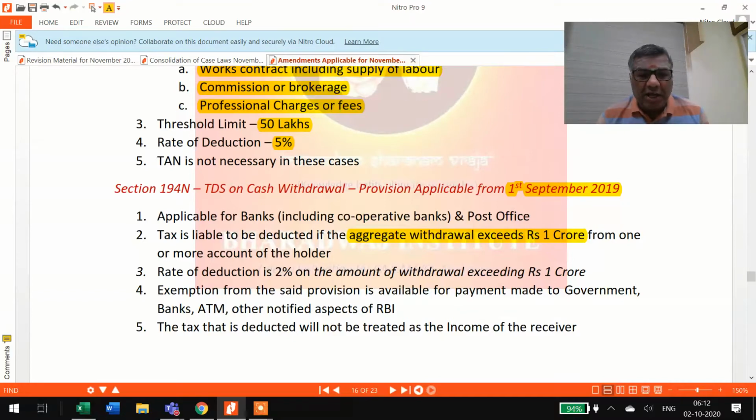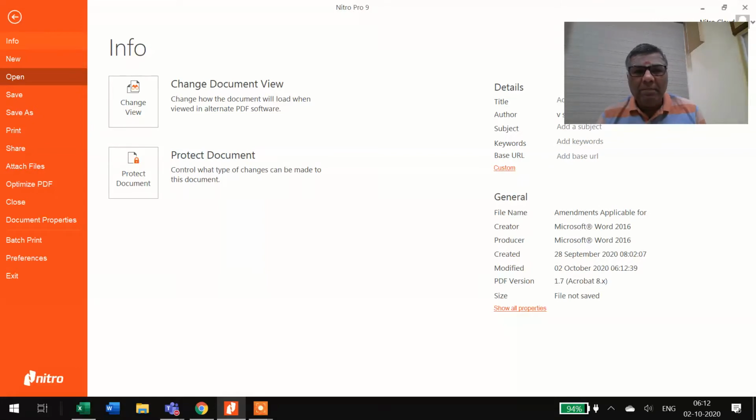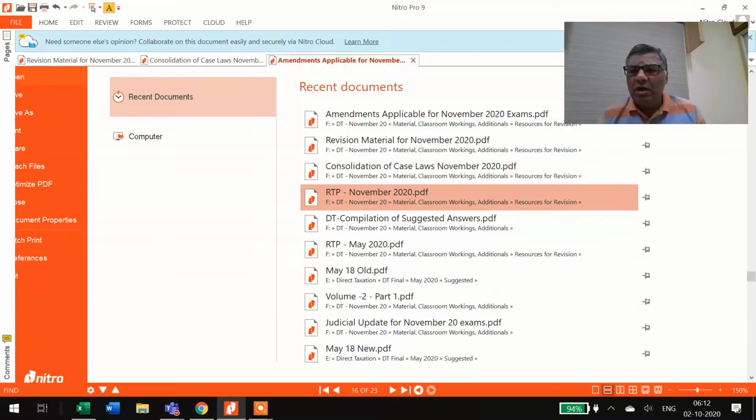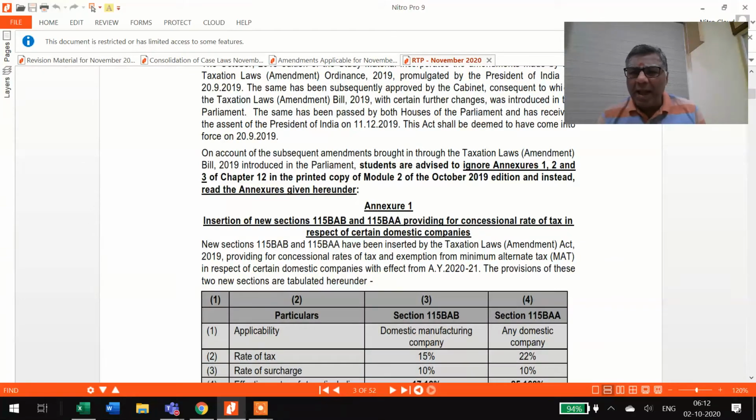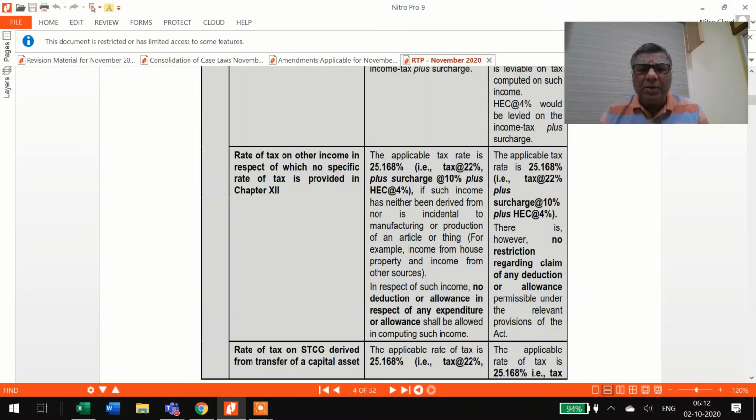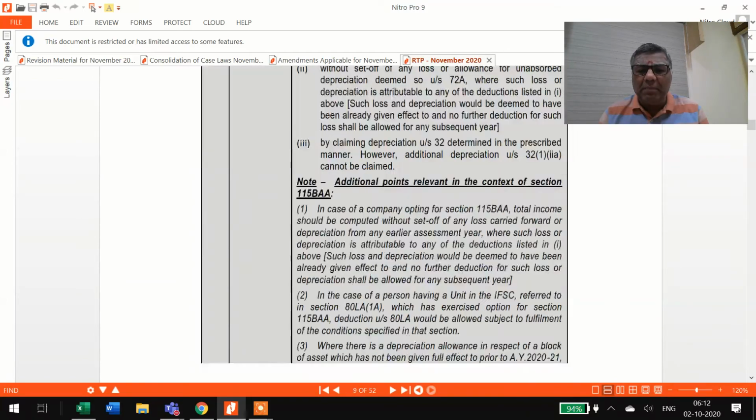Rate of deduction is 2% on the amount exceeding 1 crore. 2% flat on the amount exceeding 1 crore. If I withdraw 1 crore 10 lakhs, 10 lakhs into 2% is the deduction. Exemption from the said provision is available for payments made to government, banks, ATM operators and others as notified by the RBI.